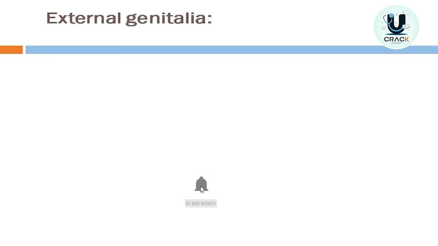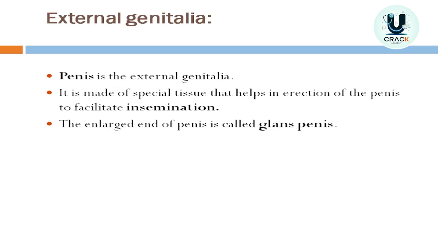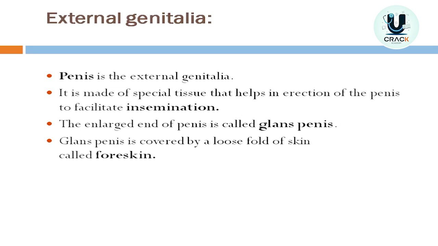External genitalia. The penis is the external genitalia. It is made up of special tissues that help in erection of the penis to facilitate insemination. The enlarged end of the penis is called the glans penis. The glans penis is covered by a loose fold of skin called the foreskin.